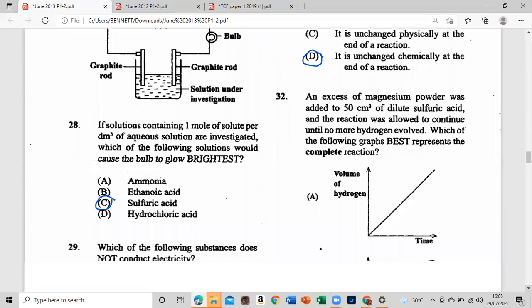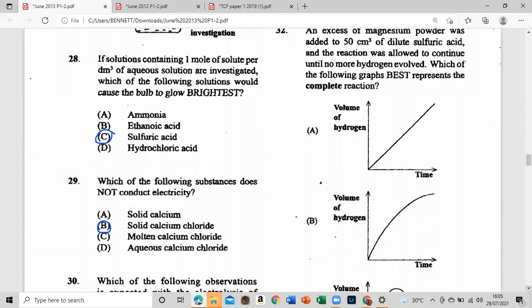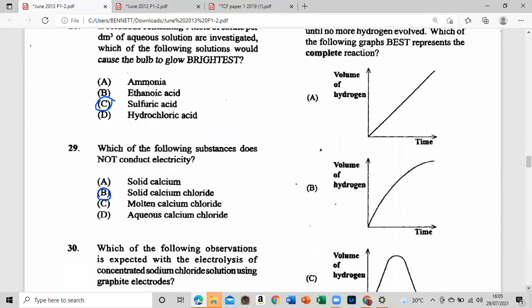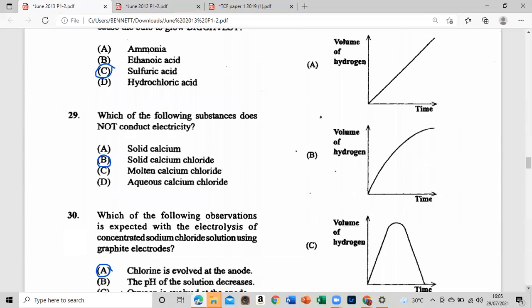32. An excess of magnesium powder was added to 50 cm3 of dilute sulfuric acid and the reaction was allowed to continue until no more hydrogen evolved. Which of the following graphs best represents a complete reaction? Let's look at it to see the complete reaction, the volume versus the time. What's the reaction ready?